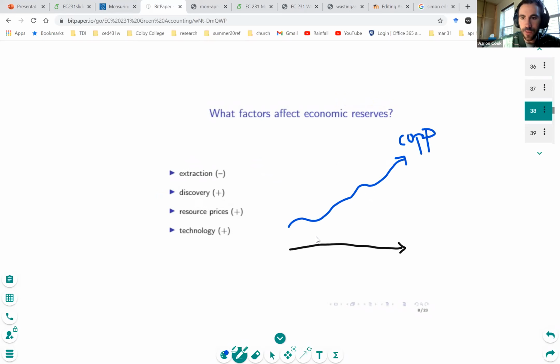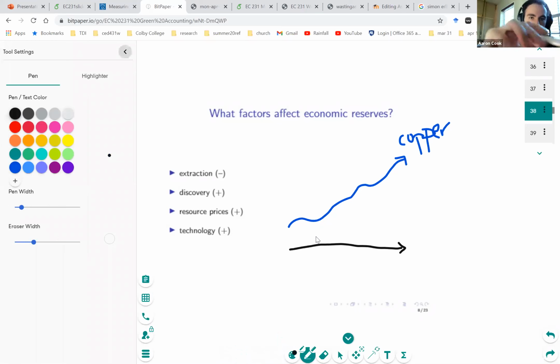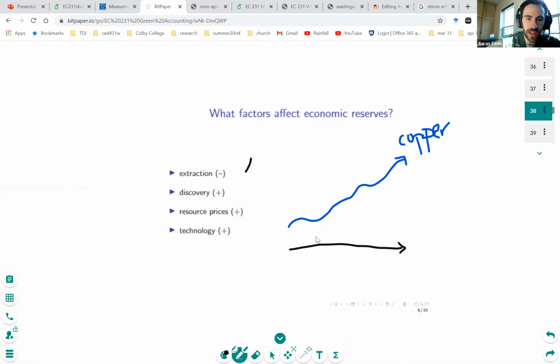So we can think about the different things that can lead to economic reserves going up or down. The simplest thing here is if we have extraction, that's going to be something which can diminish the economic reserves.